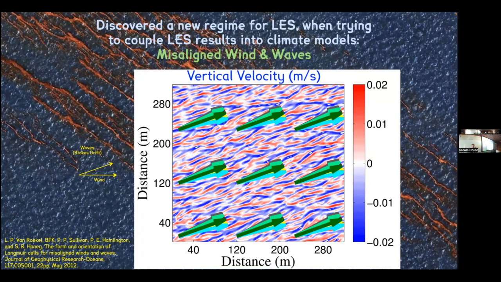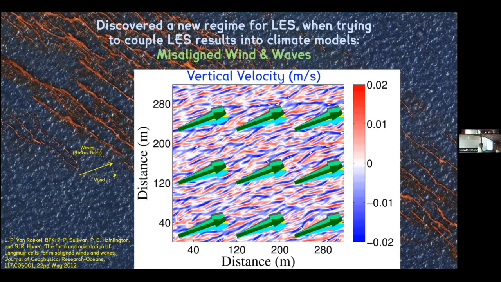In fact, when we wanted to put this Langmuir extra mixing into a climate model, one of the things that we couldn't figure out was what to do with the case when they're not going in the same direction. Nobody had ever really thought about that. So it wasn't so hard to take one of those little models and make Langmuir turbulence under those conditions.